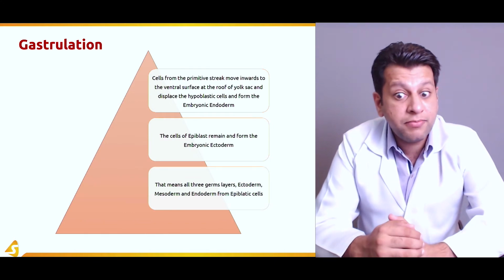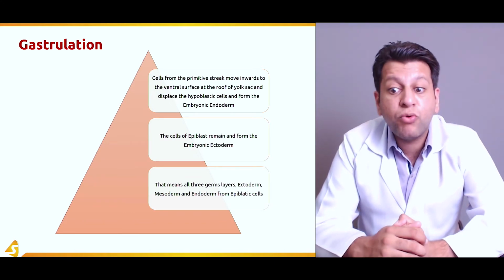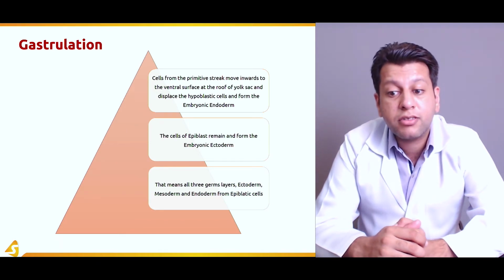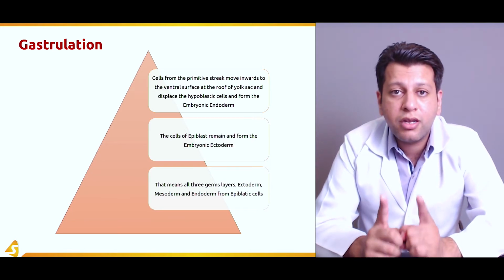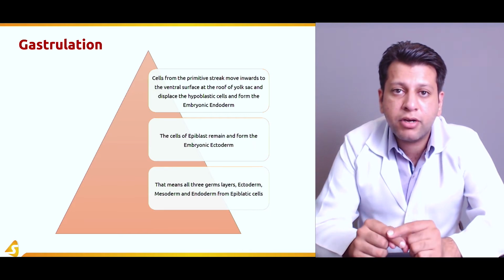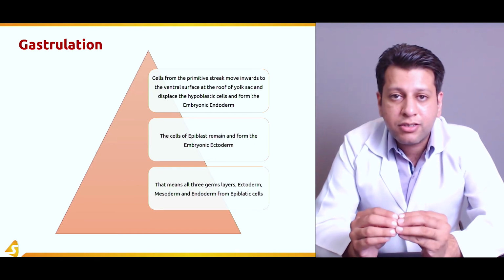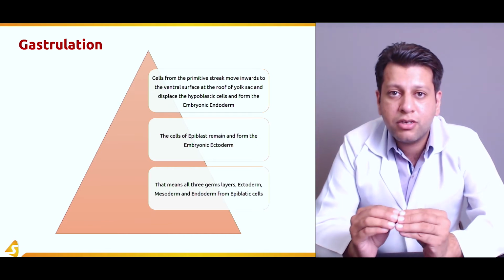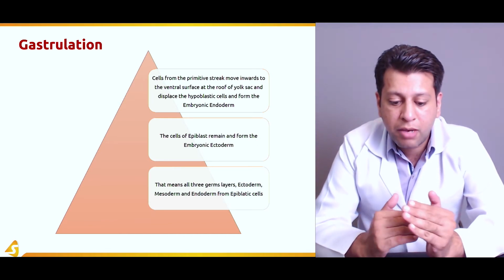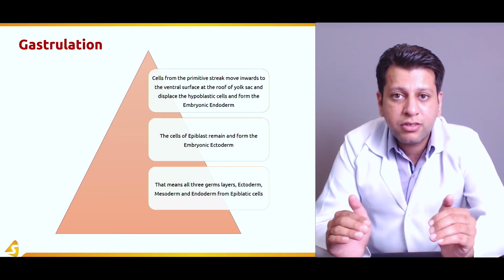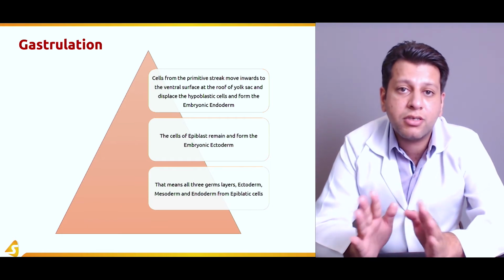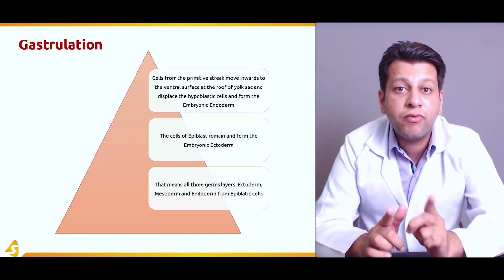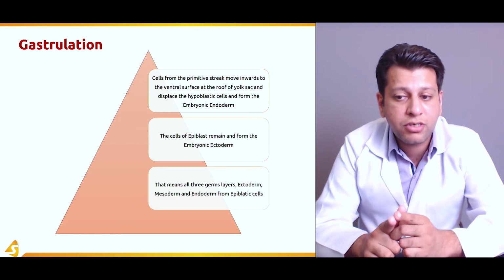What is gastrulation then? Cells from the primitive streak move inward to the ventral surface at the roof of the yolk sac and displace the hypoblastic cells to form the embryonic endoderm. Now remember this, all three layers, the ectoderm, mesoderm, and endoderm, are derived from the epiblast. It's just that migration of these cells leads to formation of these layers, and once the hypoblast layer is there, they displace the cells of the hypoblast to form the endoderm. But the hypoblast does not play any role in the formation of gastrulation or trilaminar germ disc formation.